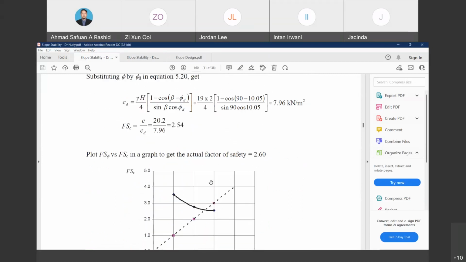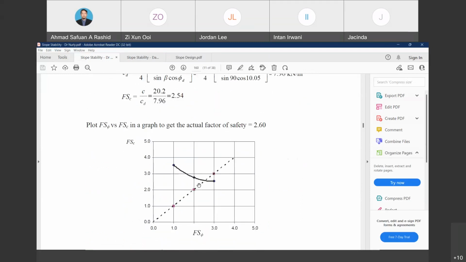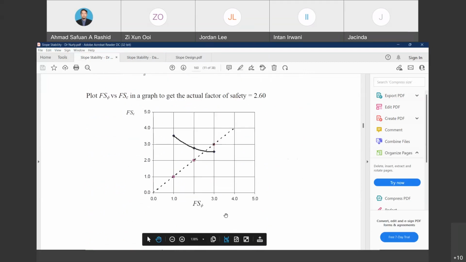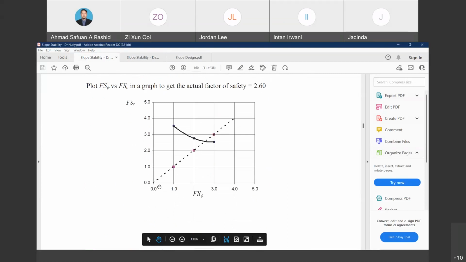Okay? So then we plot a graph, where the FSV is on the x-axis, and the FSC is on the y-axis. So this is the relation that has been established for the 3 points. So why do we need to do at least 3 points? Because we want to determine whether it is a linear or a non-linear relation.